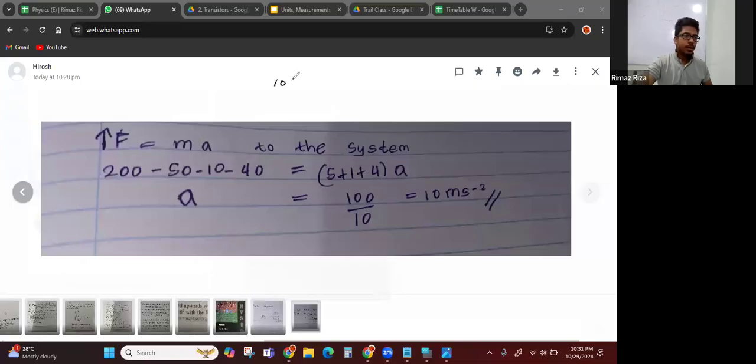Here we get 100 equals mass, which is 10, times A. Therefore, A equals 100 divided by 10. Right? So therefore, A equals 10 meters per second squared. Okay. Did you all understand?